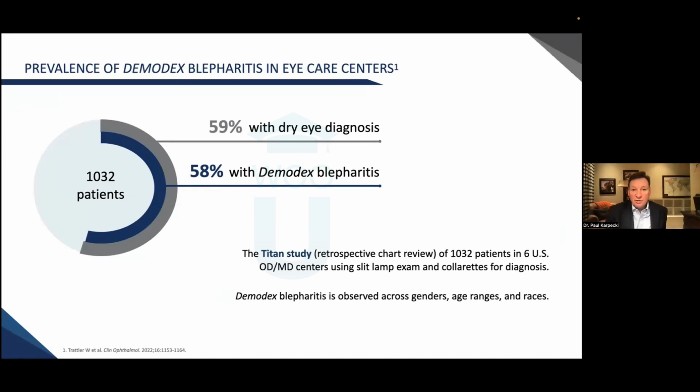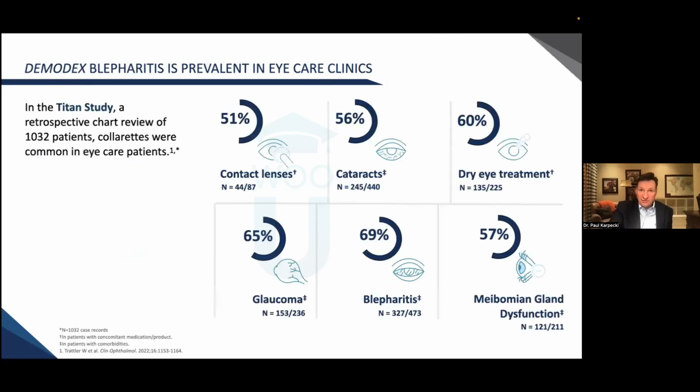But here's the Titan study. 1,032 patients went into OD and MD offices. 58% of them had Demodex blepharitis. 59% had dry disease. You know why? Because there's an overlap between those conditions, and that's probably why those numbers are there. And keep putting in the questions in the chat. I will get to them, I promise.